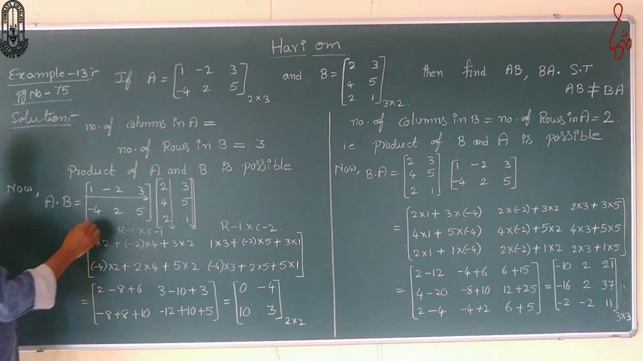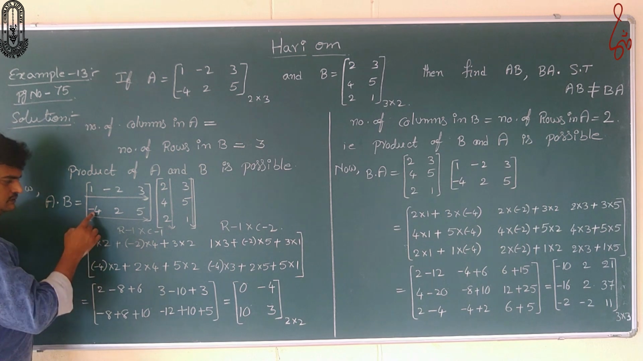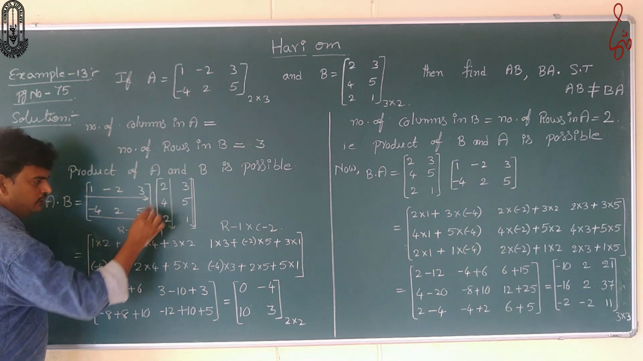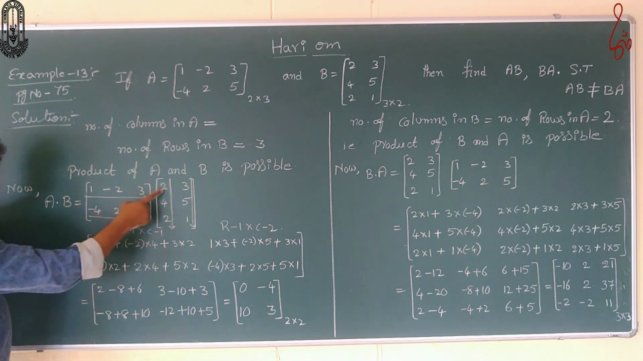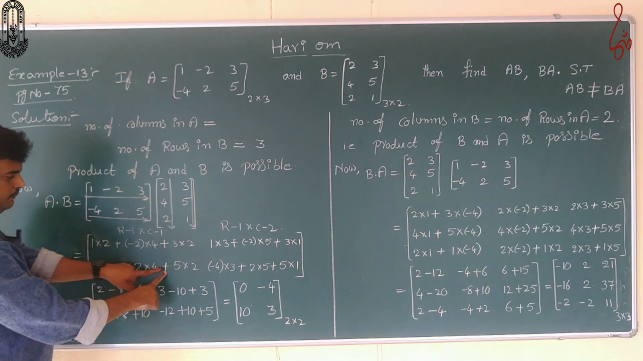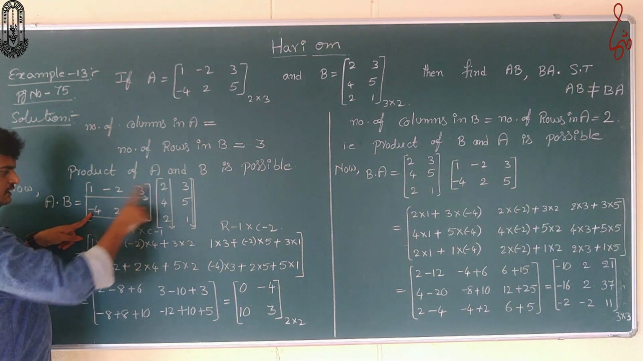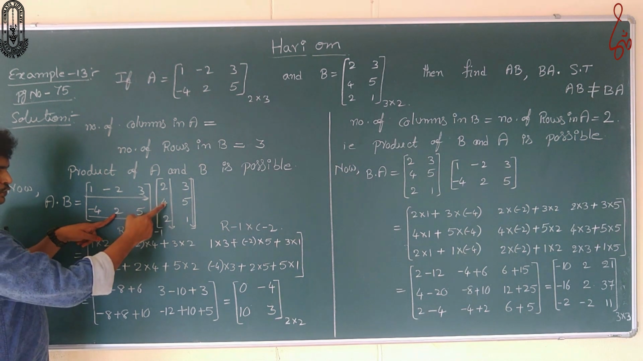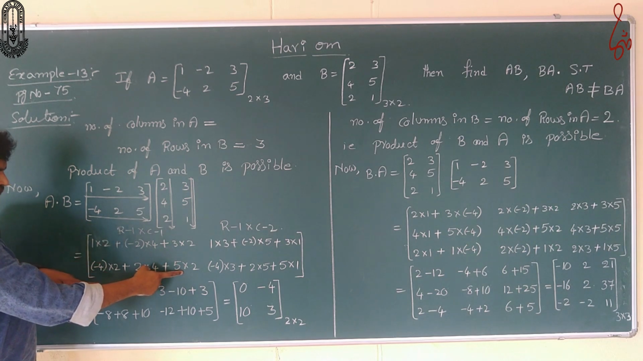Then we shift into row 2. Here we have row 2, again 3 elements, minus 4, 2, 5. With row 2, we are going to multiply column 1 elements. So, minus 4 into 2 plus 2 into 4 plus 5 into 2. First element and first element, minus 4 into 2. Second element and second element, 2 into 4. Third element and here the third element, 5 into 2.